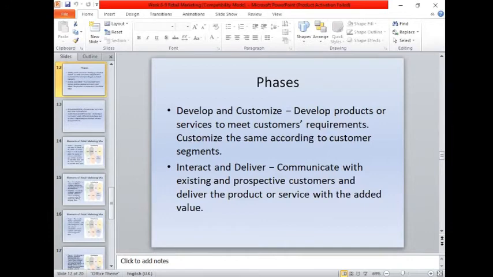Next, extract and deliver: communicate with existing and prospective customers, and deliver the product or services with added value. Interact talks about engagement with the customers when it comes to dealings about the products and services we offer and sell, and also delivering the products which the customers need in your store, which should always be available.